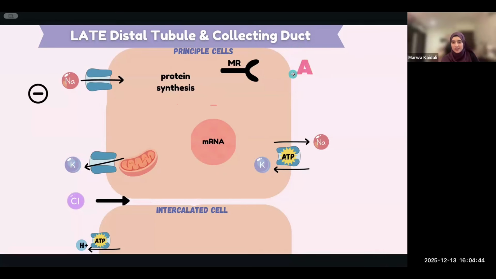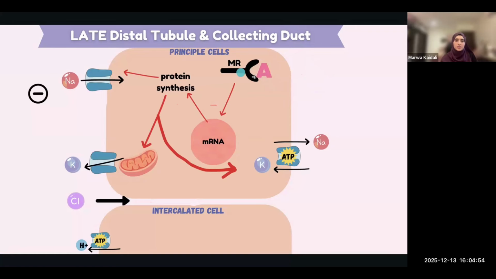So we have our hormone called aldosterone, A for aldosterone. What's going to happen is it's going to come inside of the cell. It's going to bind to its mineralocorticoid receptor. Once it binds to its mineralocorticoid receptor, it's going to enter the nucleus of the cell and do transcription. So we're going to have mRNA. Now this mRNA is going to leave the nucleus, enter the cytoplasm, and undergo translation. So we're going to have protein synthesis.